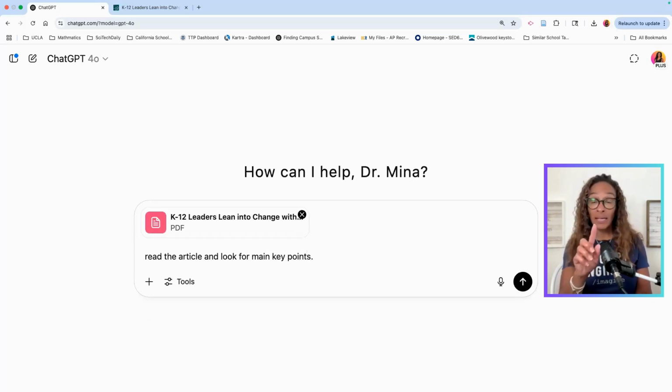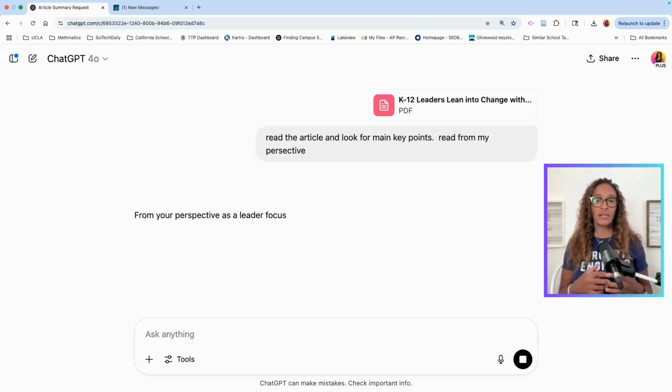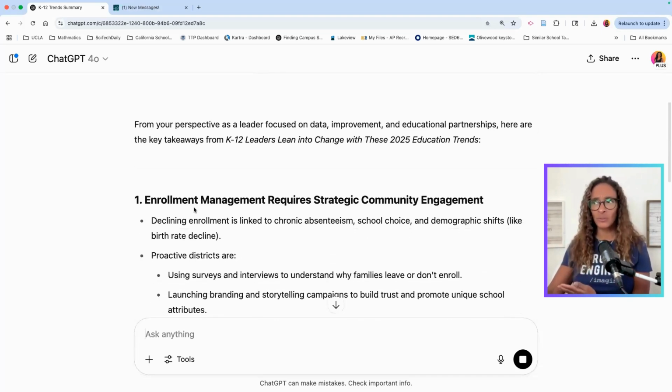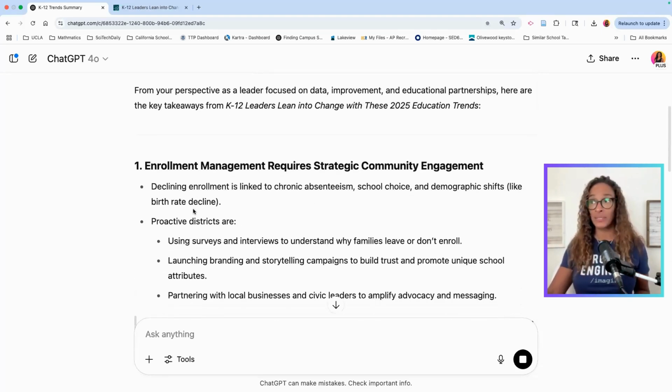points. And then if you have used ChatGPT over the last 2 years, maybe even the last year or 6 months, ask it to read it from your perspective. Read from my perspective. Now, I do believe that you definitely should read the article. But if you're in a rush and you're thinking, I just want to know some key points, you can upload the article, ask it to read the article, and it gives you the key points.